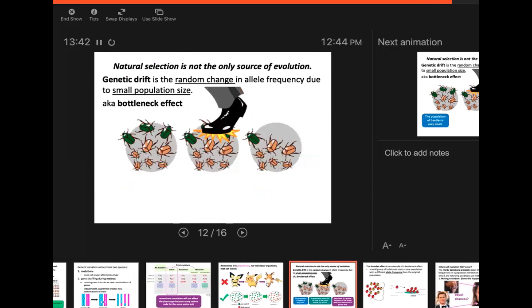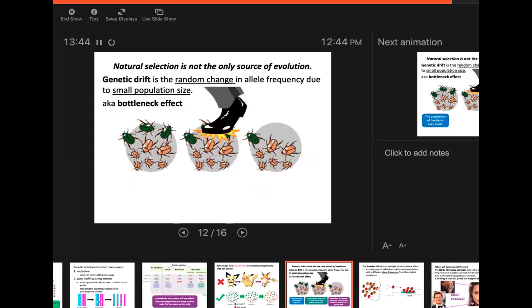All right. So natural selection, which we talked about the other day, is not the only source of evolution. Genetic drift, and you're going to have an Edpuzzle on this today, is the random change in allele frequency due to small population size. And this is also known as the bottleneck effect. So for example, what do you see happening in that picture?